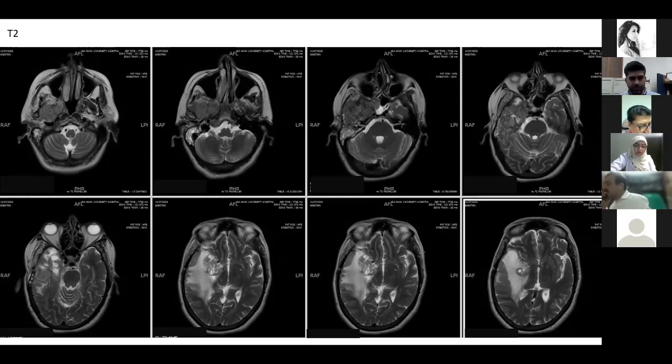Otherwise, because meningioma is a slow growing tumor, it may take some time, but it directly affects the patient's quality of life as well. So that needs to be discussed with the patient in detail before embarking on the radiation, because radiation is always a challenging thing.